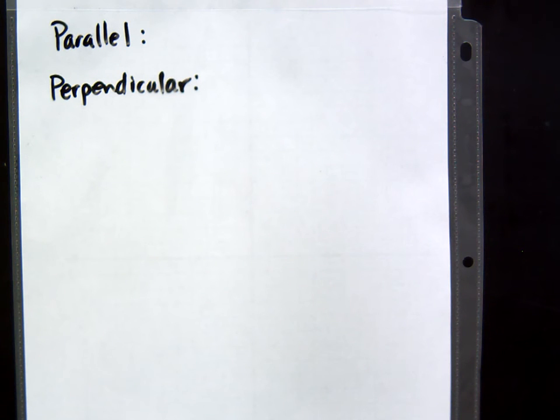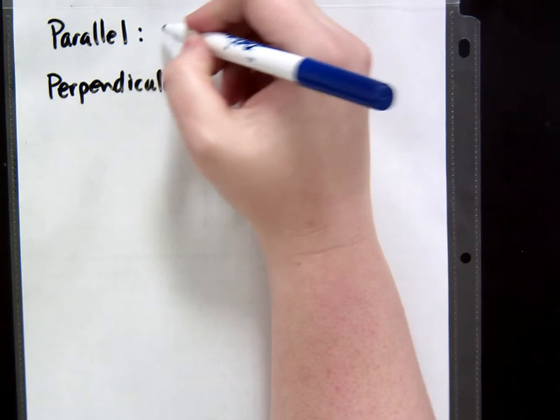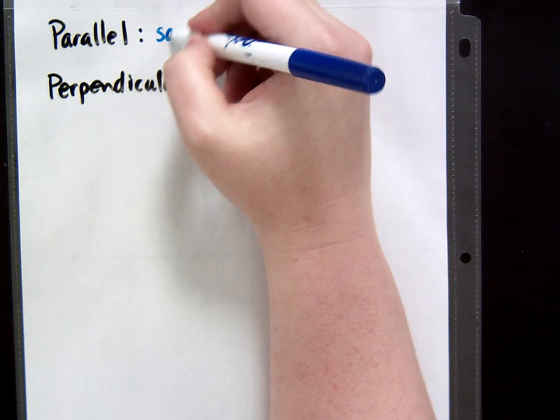Alright, in this video we're going to start by talking about parallel and perpendicular lines. Now, one way to tell if two linear equations are parallel or perpendicular is obviously to graph them. But you can also tell without having to graph them. The way you tell is by looking at the slopes. Parallel lines will have the same slope.